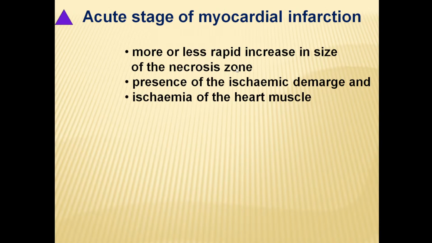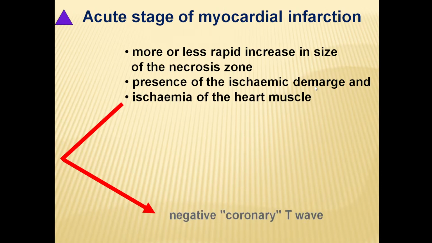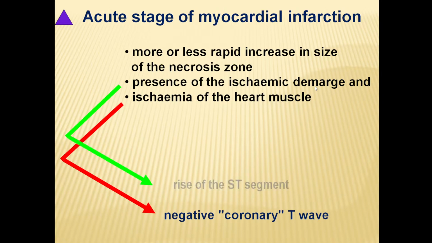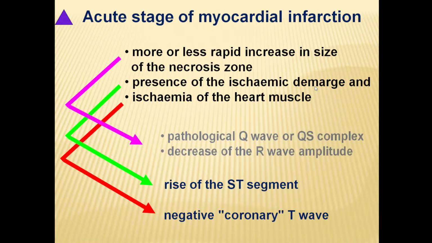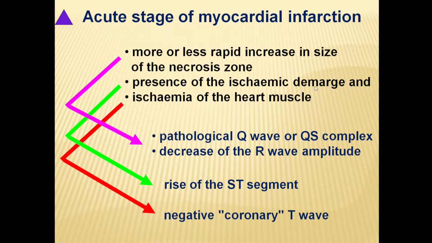If you see damage and necrosis, your conclusion will be about necrosis. If ischemia and damage, your conclusion is about damage. Ischemia is manifested with a coronary T wave. For ischemic damage you will see elevation of the ST segment, and necrosis is manifested with formation of a pathological Q wave or QS complex. In the acute stage the patient needs a strong bed regimen because any physical activity may end with heart tamponade, about which I will tell you later.